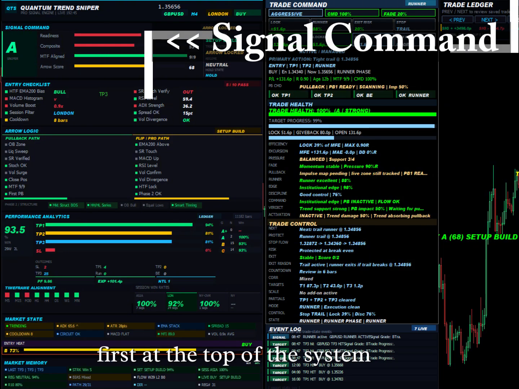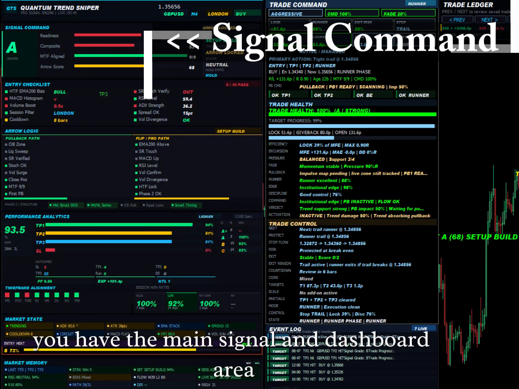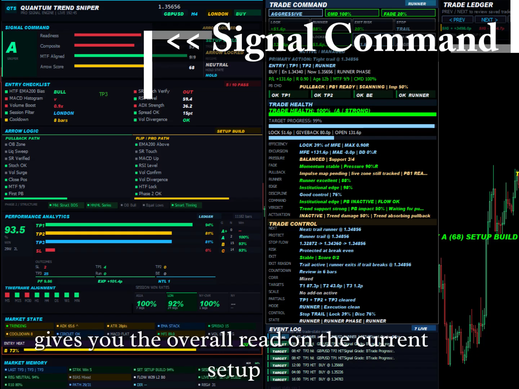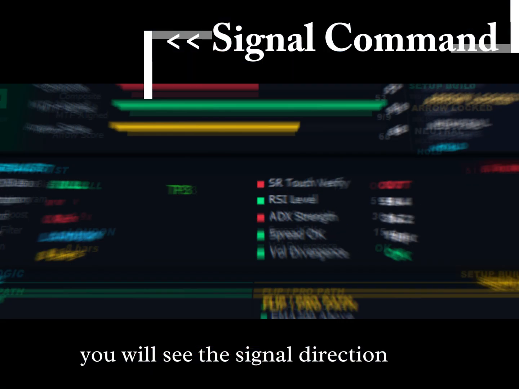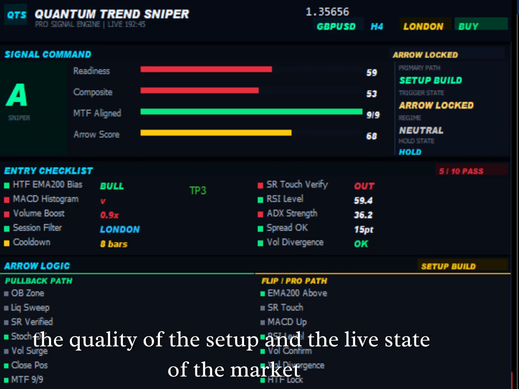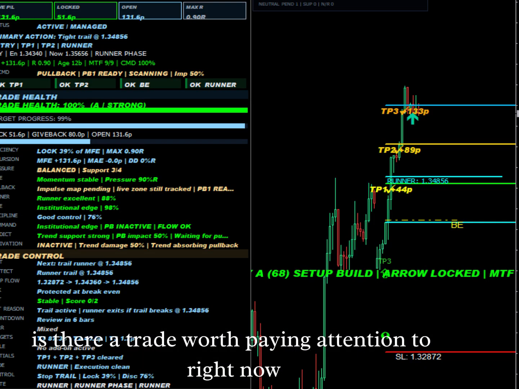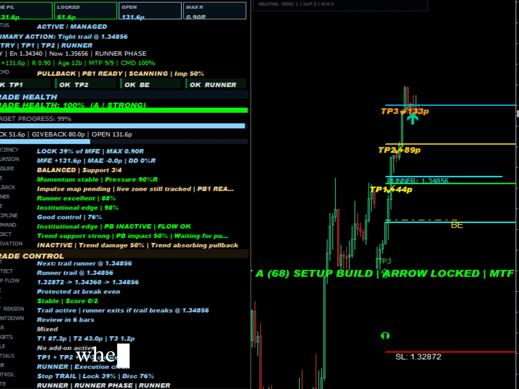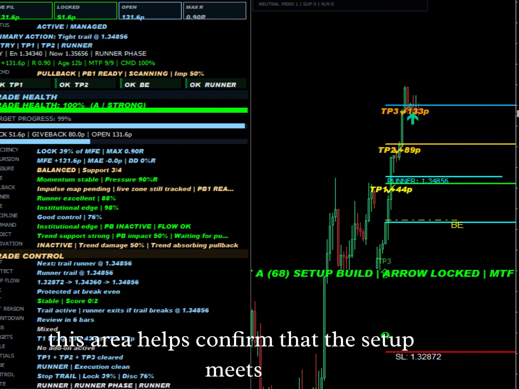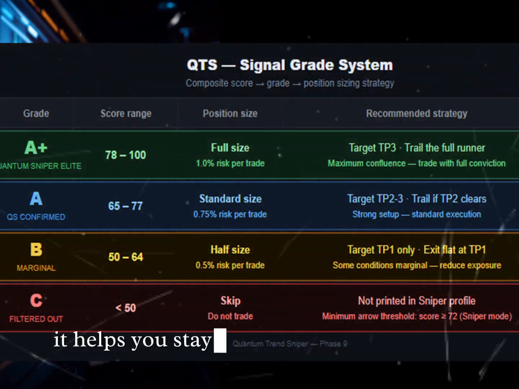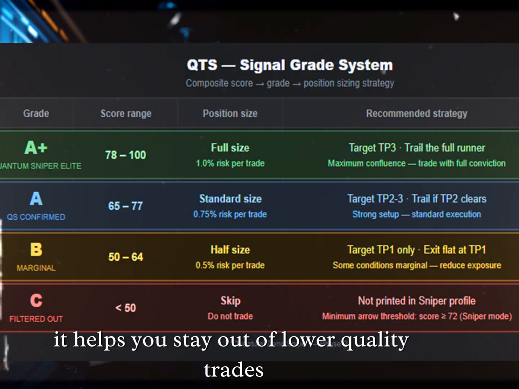First, at the top of the system, you have the main signal and dashboard area. This is where the indicator gives you the overall read on the current setup. You will see the signal direction, the quality of the setup, and the live state of the market. This section is designed to answer the first big question. Is there a trade worth paying attention to right now? When the signal quality is strong, this area helps confirm that the setup meets the internal conditions of the system. When conditions are weaker, it helps you stay out of lower quality trades.